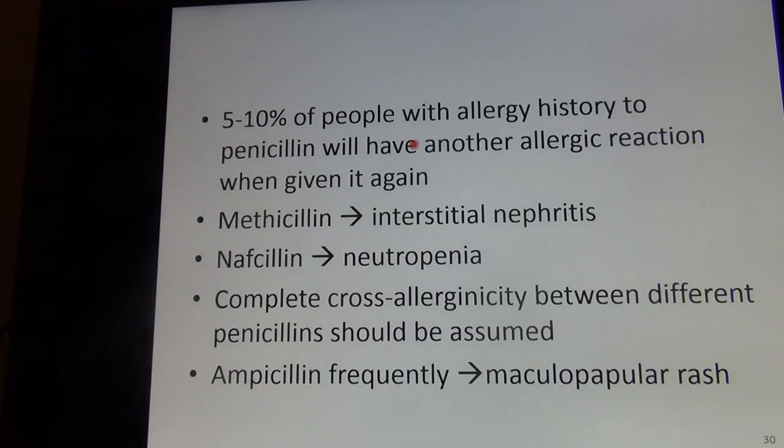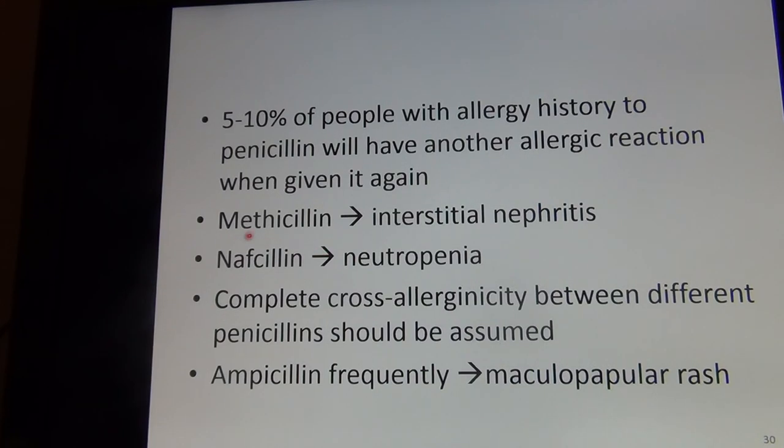So 5 to 10% of people with an allergic history to penicillin will have another allergic reaction when given it again. So always be mindful of this. For example, you might give them penicillin V orally, and then when they come again the second time, they still develop, 5 to 10% of them will develop another allergic reaction to the same antibiotic.